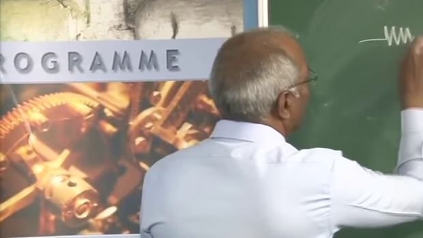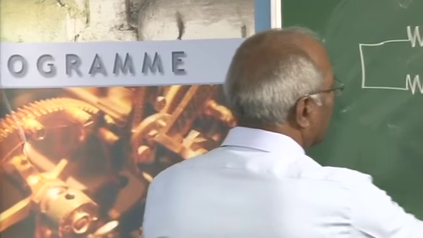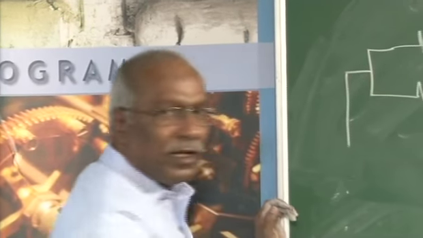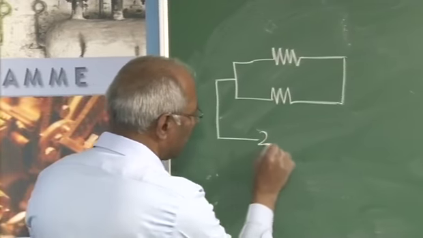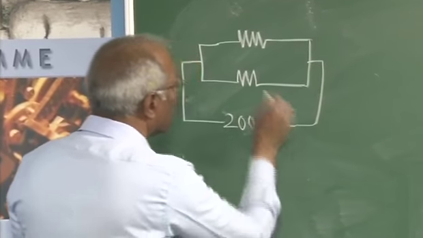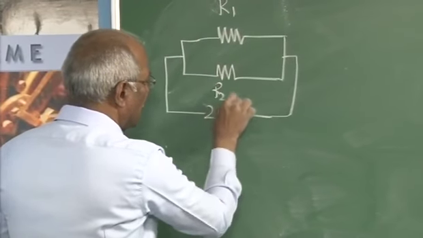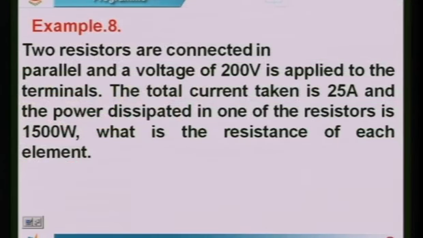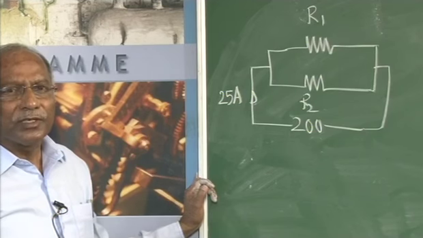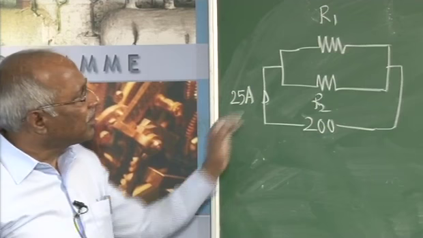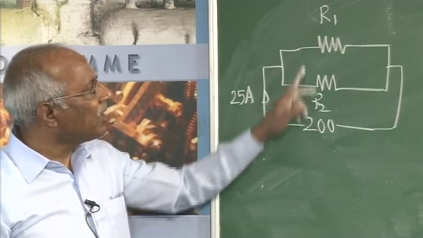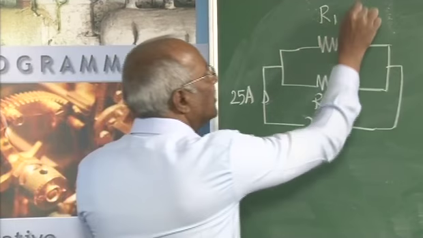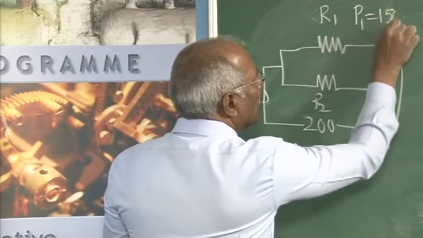Two resistors are connected in parallel. This is one resistor, this is the other resistor connected in parallel across a 200 volt supply. This is R1, say this is R2. The total current taken is 25 amperes. The power dissipated in one of the resistors is 1500 watts. In that case, you can assume it to be either the power consumed by R1 or R2. If I take it as R1, then P1 is equal to 1500 watts.